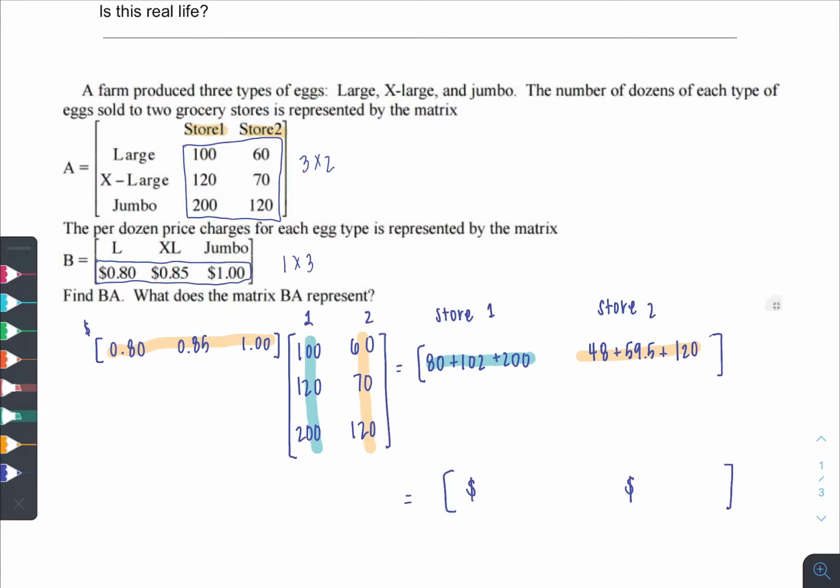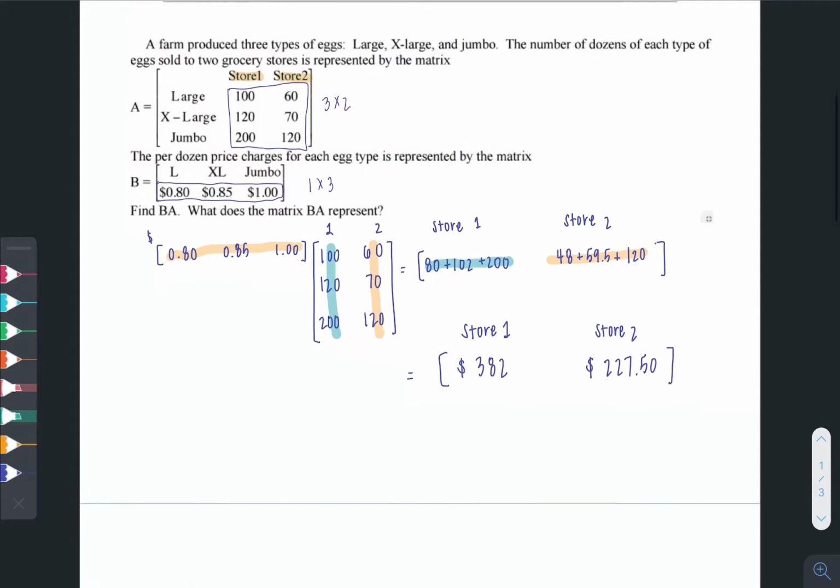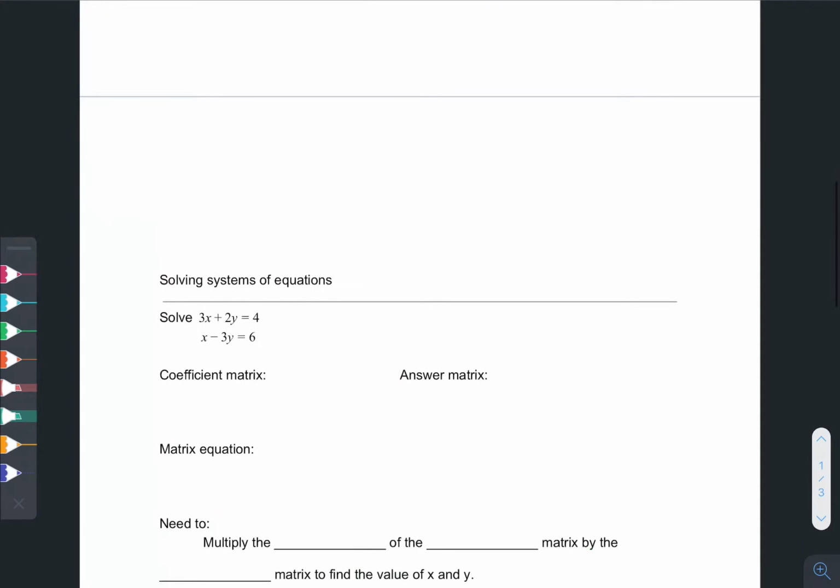Okay, so type those in your calculators, and you should get that this store's total revenue was $382, and this store's total revenue was $227.50. So you've got store 1 and store 2. Okay, so that's a real life example there.